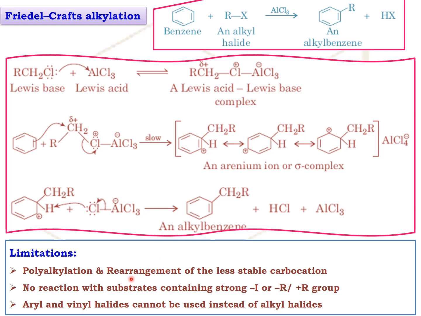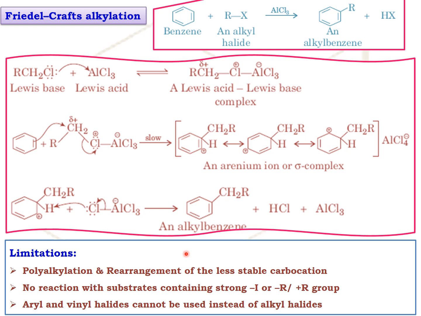And the rearrangement of less stable carbocation. We know that tertiary carbocation was found to be more stable than the secondary than the primary. In case of formation of primary carbocation, it gets rearranged itself to get to secondary carbocation, and that secondary carbocation attacks the aromatic ring to give a substituted product. This is another limitation.